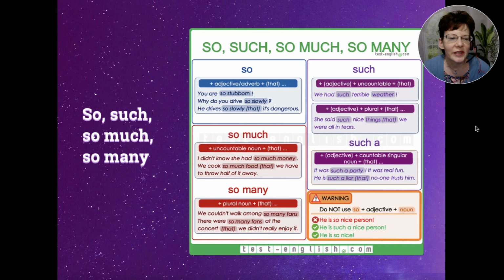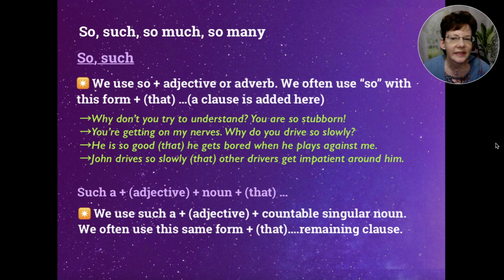All right, we'll move on here. Okay, so, such, so much, so many. So and such. We use so plus an adjective or an adverb. We often use so with this form, and we can add that, and then a clause is added here. So here are some examples. Why don't you try to understand? You are so stubborn. And then you're getting on my nerves.